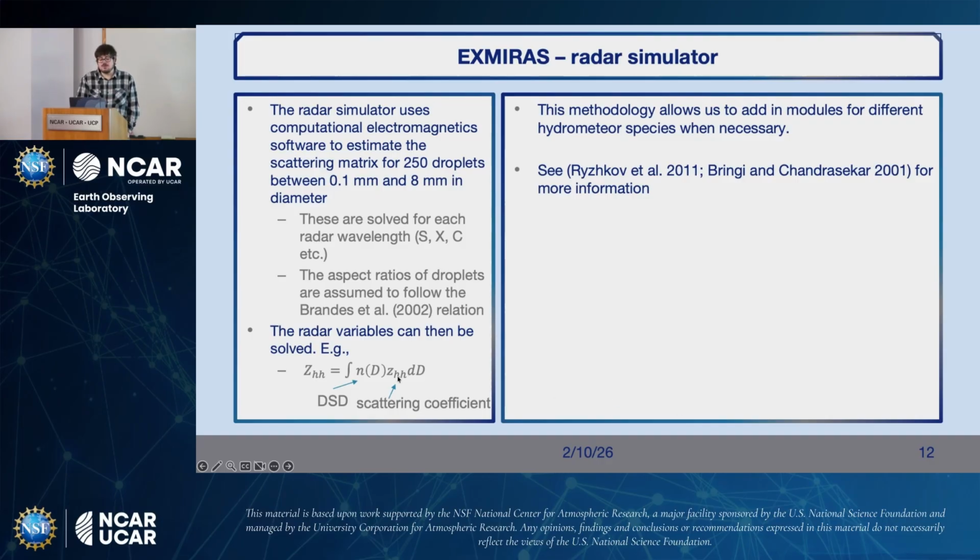So for example, we could solve for the radar variable reflectivity using this equation here, or there are essentially just different ways of doing that for the various different radar variables.